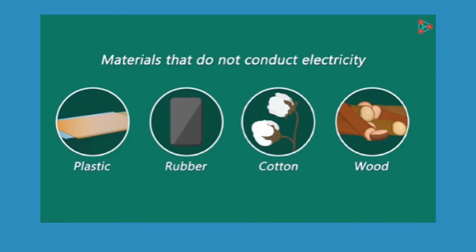The materials that do not conduct electricity include plastic, so when we connect the plastic, it doesn't work. We also have rubber, cotton, and wood. These are materials that do not conduct electricity, so they are called electrical insulators.